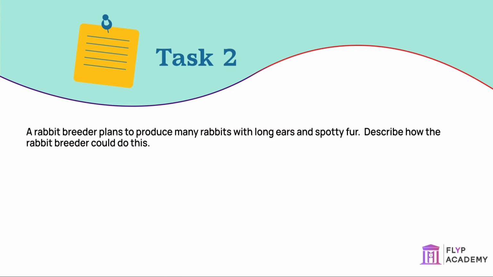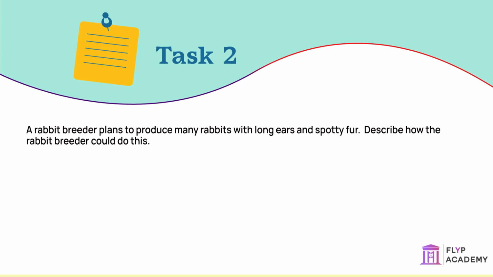Their offspring will show variation in ear length and fur patterns. The rabbit breeder should choose from the offspring the 2 rabbits with the longest ears and spottiest fur and breed them. This should be repeated over many generations until all of the offspring have long ears and spotty fur.